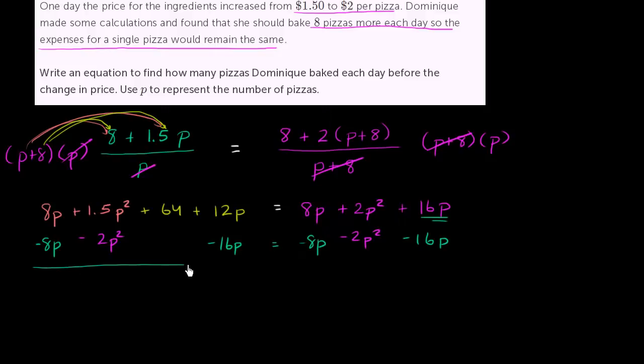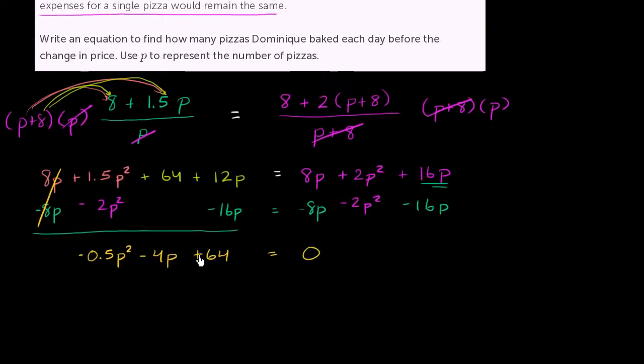And we are left with, I'll do it in degree order, 1.5p squared minus 2p squared is negative 0.5p squared. And these cancel out. 12p minus 16p is minus 4p. And then we have plus 64, and that is going to be equal to 0.